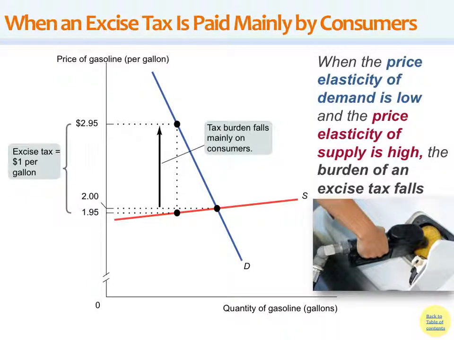So if we draw the $1 wedge, we see that compared to the original equilibrium price, which was $2 a gallon, the buyer price, and that is just follow the top of the wedge here and you find what the buyers are paying, it's $2.95, and the seller price is $1.95. And that means that although both buyer and seller share in the pain of this tax, clearly the burden is felt more by the buyer.